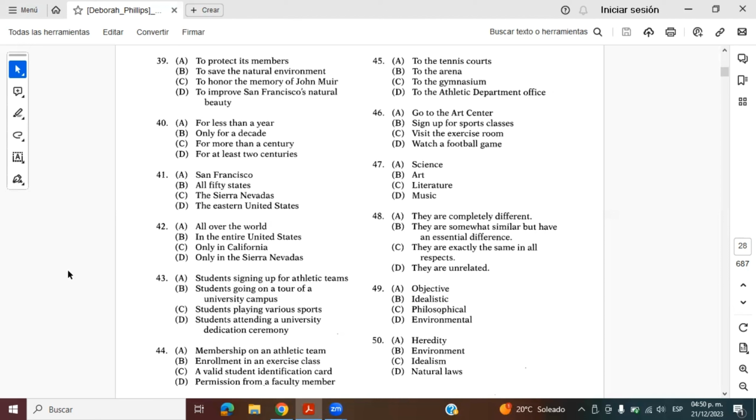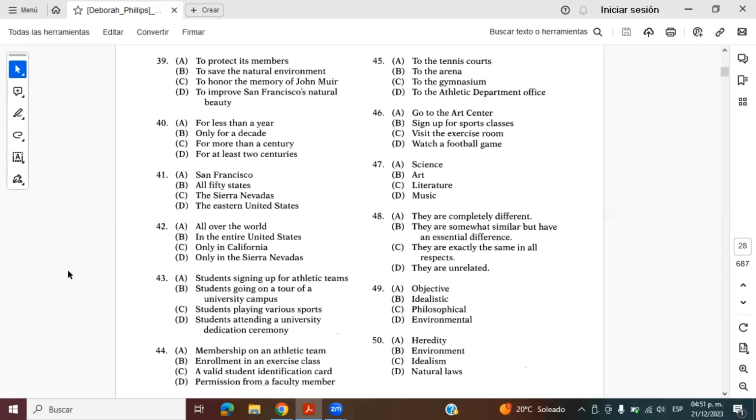Through activities such as conferences, lectures, exhibits, and films, the organization works to continue the effort begun by John Muir. The Sierra Club also publishes a weekly newsletter, a bi-monthly magazine, and various books.